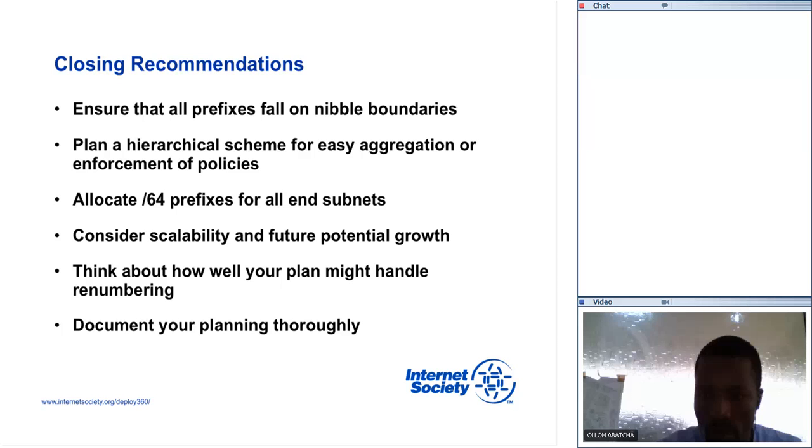Allocate /64 prefixes for all the end subnets. And think about scalability. Think about what would happen if you grow more in this. Will your scheme work when you do it? Similarly, think about what would happen if you decide to change ISPs. How well would your plan renumber? How would it work? And again, always document your planning very thoroughly.